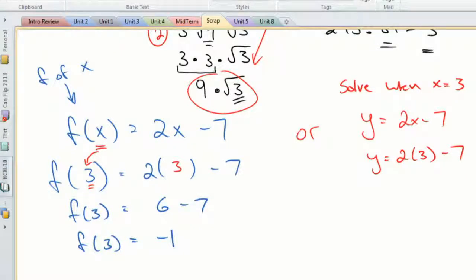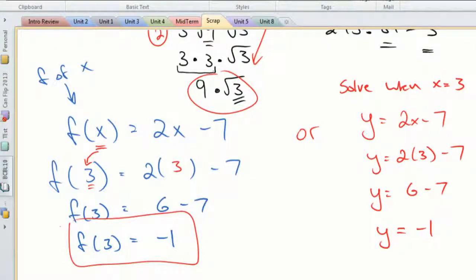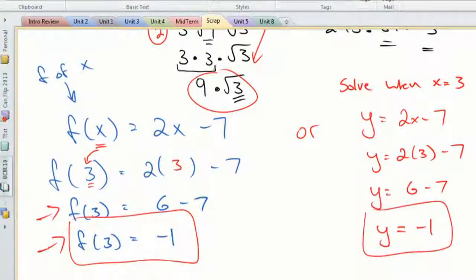If I'm looking at this, I get y is 2 times 3 is 6 minus 7. y is equal to negative 1. So these are the same things. I could say, okay, f of 3 is equal to negative 1, or I could just say when x is 3, y equals negative 1. They're identical mathematically, but the only difference is this is just the kind of notation you're going to see moving forward in math. So that's maybe a pretty basic function notation type question.